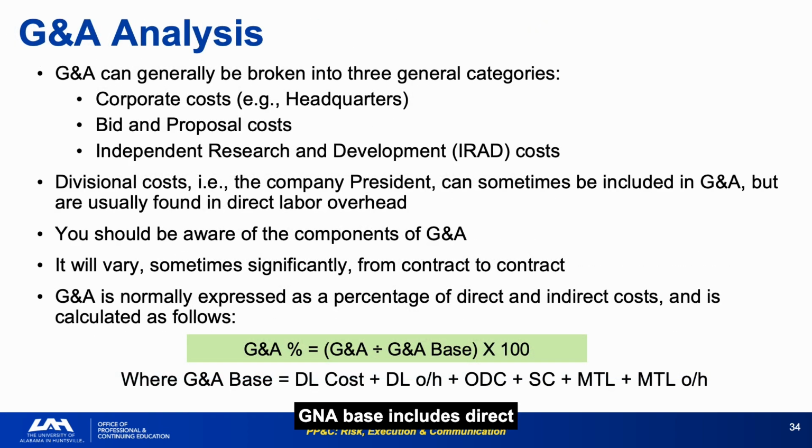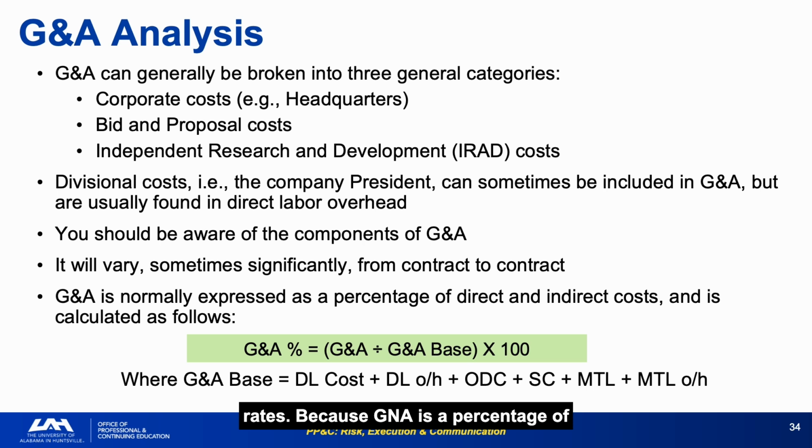The G&A base includes direct labor overhead, ODC, subcontracts, materials, and material overhead, which means G&A is applied to nearly every cost element, making it a multiplier on everything the contractor spends. Company president costs can sometimes appear in G&A rather than direct labor overhead, depending on how the contractor structures their accounts. Always confirm where executive costs are sitting before accepting the rates.